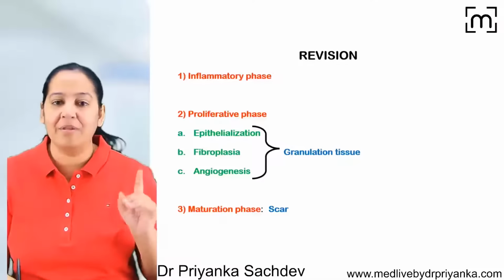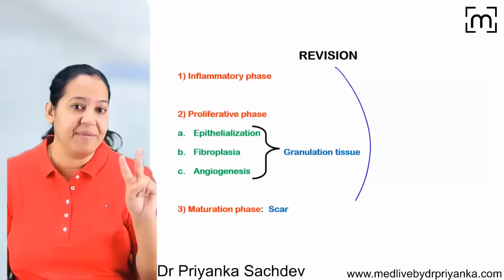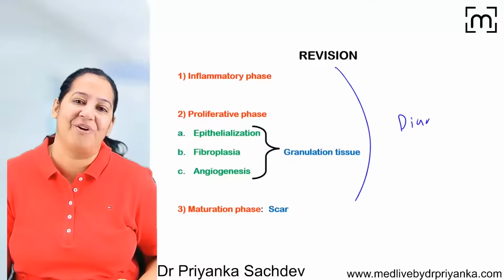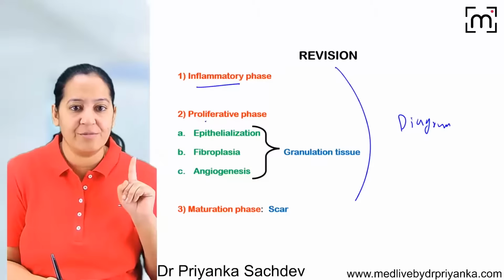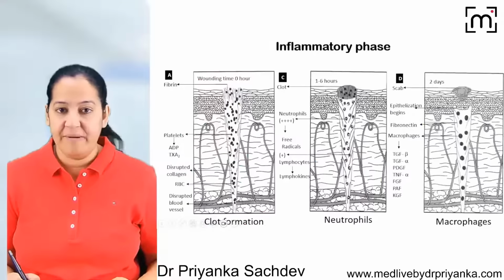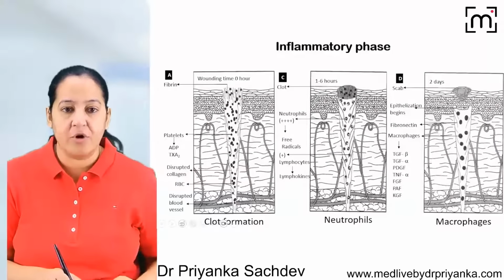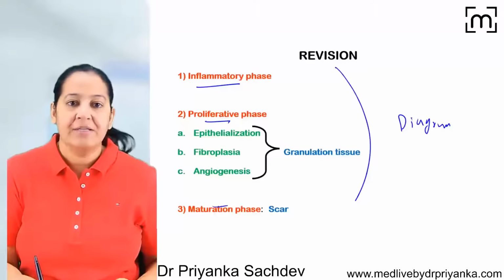So in the exam, the most important thing, second prof MBBS students, you have to draw the diagrams of all the steps. Draw the flowchart, draw the diagram. That's it. Inflammatory phase, proliferative phase, maturation phase. Draw these diagrams. Let's revise it quickly. So I will show you the diagram.